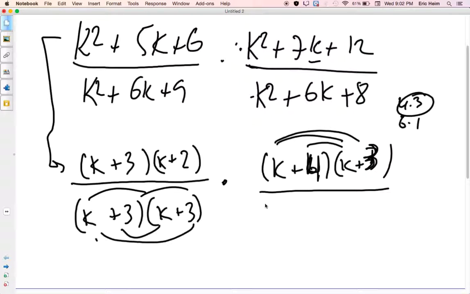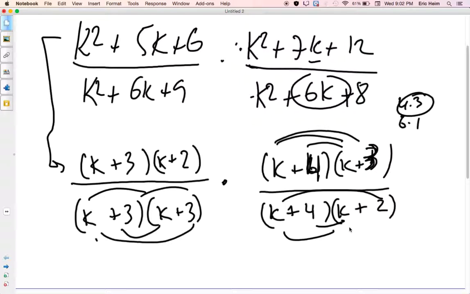Bottom half of this fraction, same thing. We have k and k, and two numbers multiplied together to make 8, it'd be 4 and 2, which add together to make 6. Let's see if that works. Plus 4 and 2. K and k make k squared. First, outer 2k plus 4k makes 6k. Inner, and the last, 4 times 2 is 8. So now we have our factors.